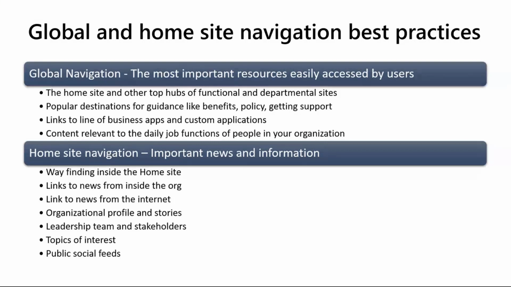Our guidance is that the global navigation is really for the most important resources: your top functional department sites, your popular destinations for guidance like benefits, policy, getting support, and content relevant to the daily functions of people in your organization, like your commute options. For the home site, it should be more local and focused on content on the home site itself, like links to other content within the home site, links to news, organizational profile, who we are, who our leadership team is.